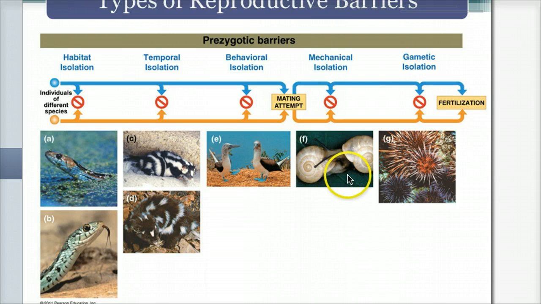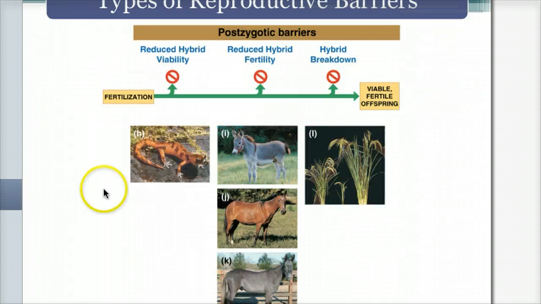Mechanical, I know this looks kind of weird, but these are two snails attempting to mate. And then gametic isolation, meaning the gametes are separated. So remember, we're talking about sperm and eggs, and these are sea urchins. Postzygotic, we're talking about things that happen after the fact that prevent animals from growing into viable, fertile offspring.